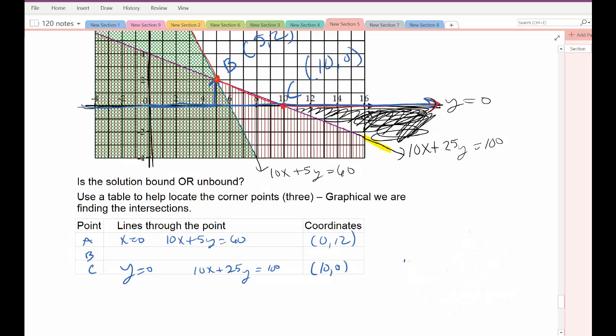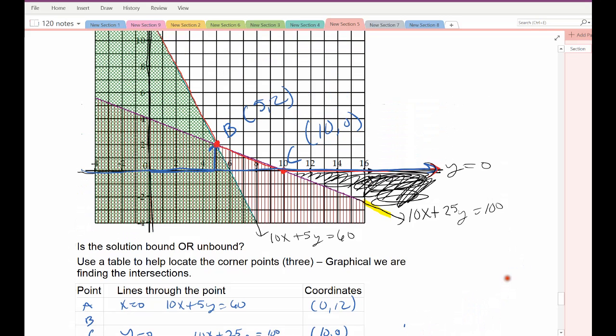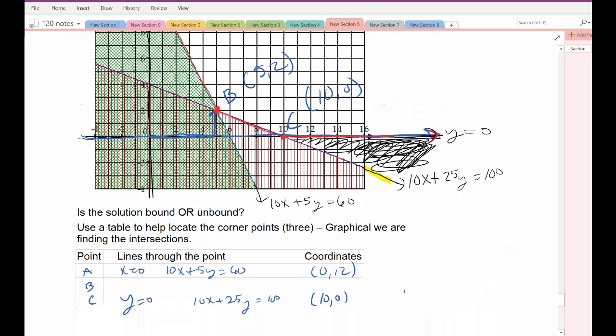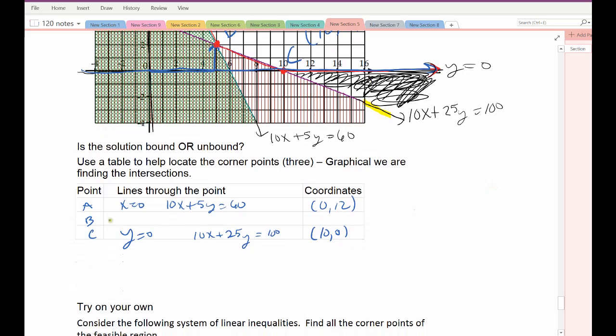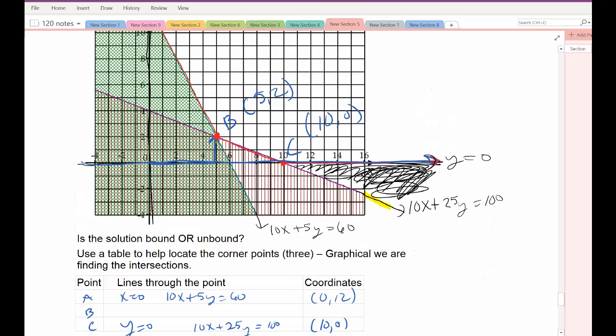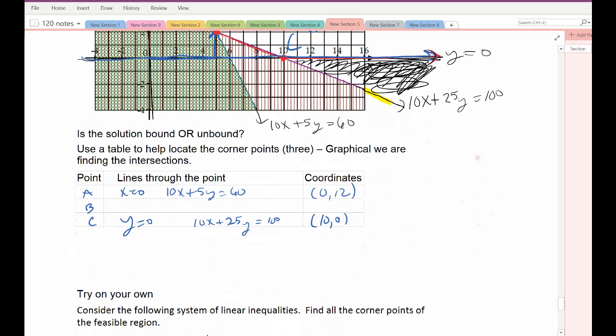Alright, the last one is this point. Again, my grid's fairly nice, but you won't always have nice grids. Now you do have graph paper. It is available on ReggieNet that you could print off and use, but we don't always use it. We just have regular plain old sheets of paper. And so if that's the case, I know the point B is where my two lines intersect, right? It's where the 10x plus 5y equals 60 intersects with the 10x plus 25y equals 100.